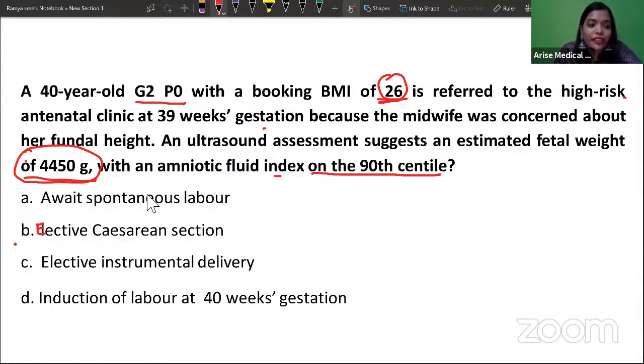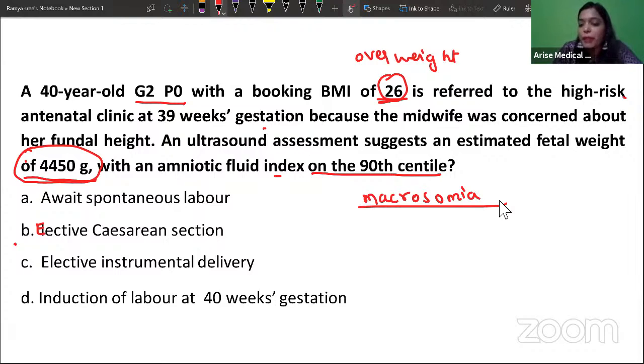Who will tell me why are we going for cesarean section? Excellent. BMI 26 is overweight, not obesity, but overweight. Fetal weight of 4.450. What is that? Excellent, Madhubala. Very good, Madhubala. So 4.450, that is baby's weight is more. So baby weight is more suggests that we are dealing with macrosomia. We are dealing with macrosomia. So as it is a macrosomia, I would like to go for elective cesarean section.